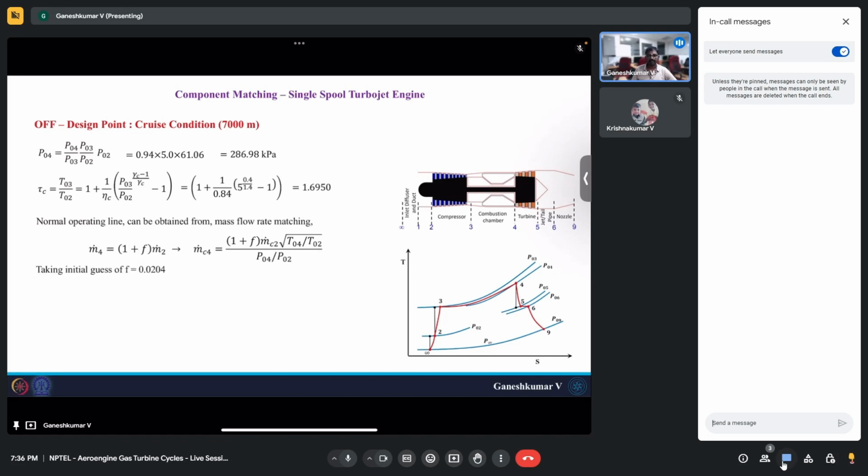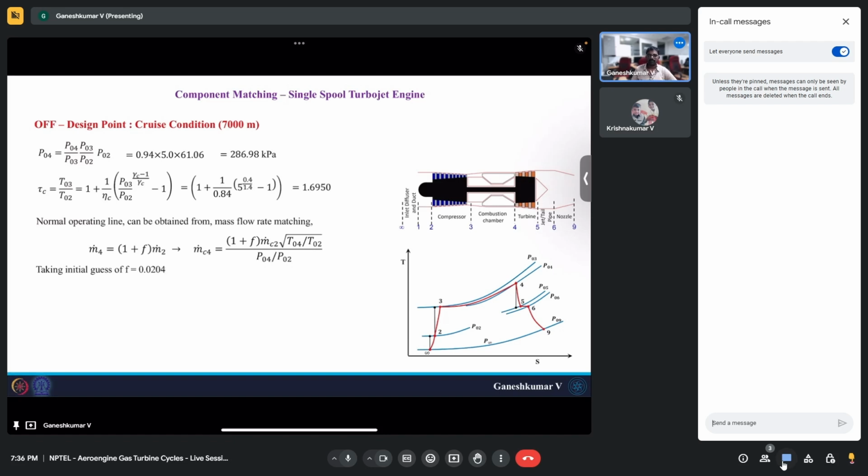Okay, we can start from 0 and we can do this calculation again and again. So I have already done that. So that's why I'm going to take a much better initial guess. That initial guess is going to be 0.0204. Okay, so that is my initial guess. This is how f would be.